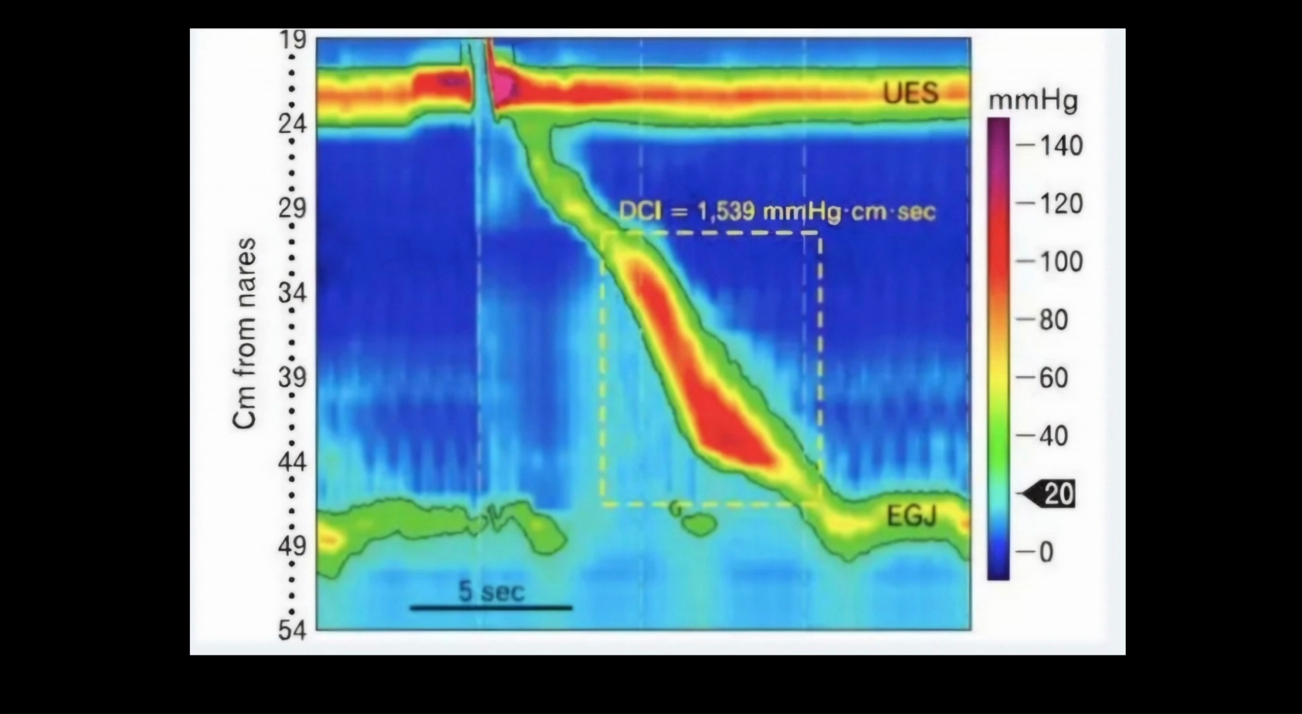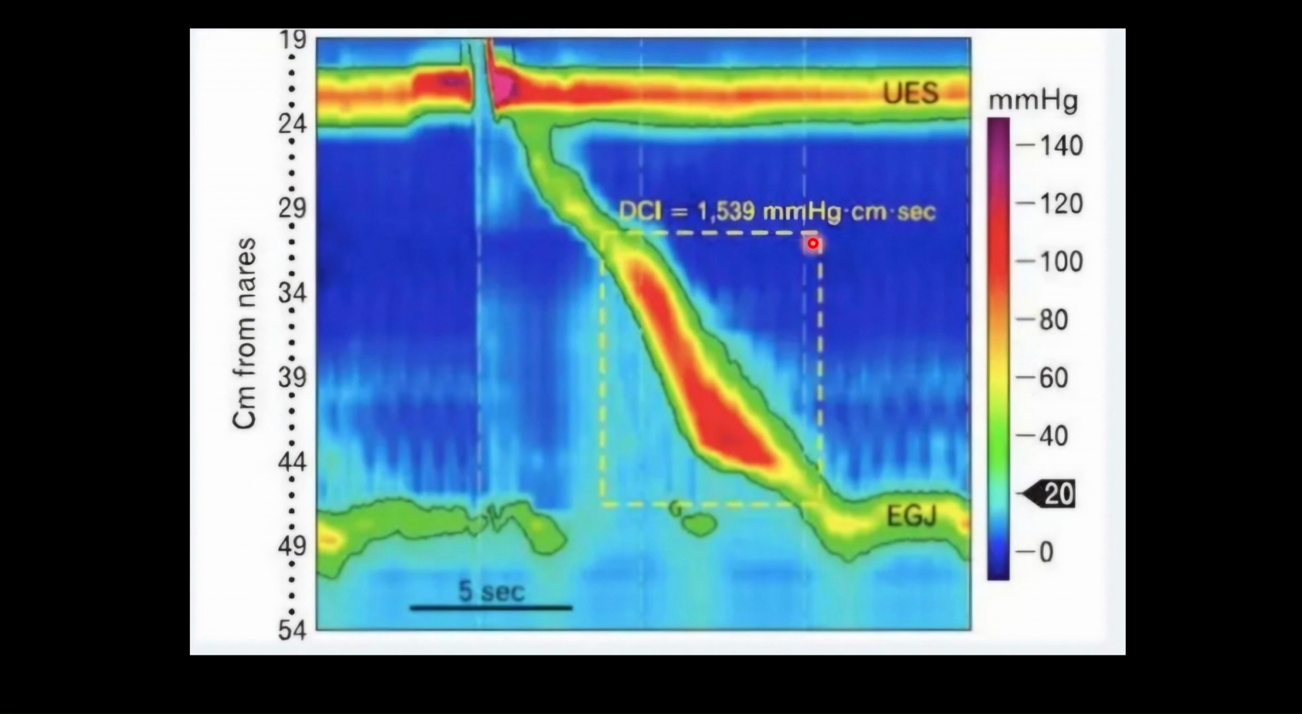So these are the graphical representation of the manometry findings. Here we can see the upper part, the red horizontal line, which represents the upper esophageal sphincter. Here the red means high pressure and the blue means low pressure.